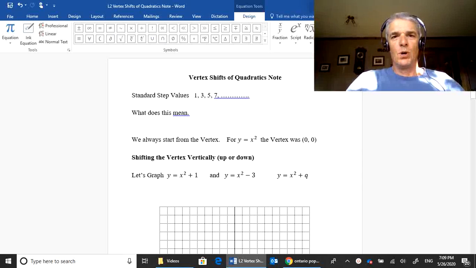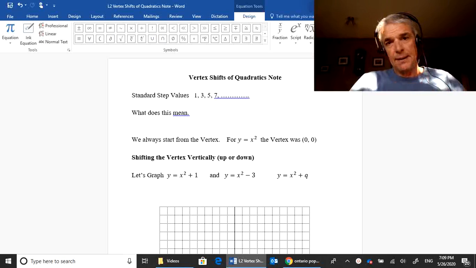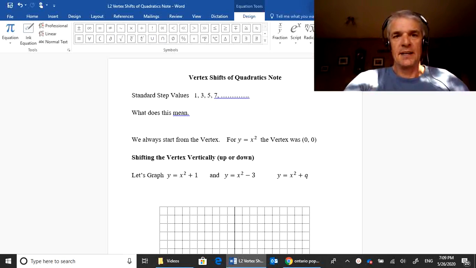All right, welcome to this lesson on graphing quadratics, and we're going to look specifically at vertex shifts. So how we move the vertex around and how the graph changes as we do that. Okay, I'm going to keep it kind of simple, but before I begin, I'm going to talk to you about a couple things that are fairly important, and that's the standard step values.